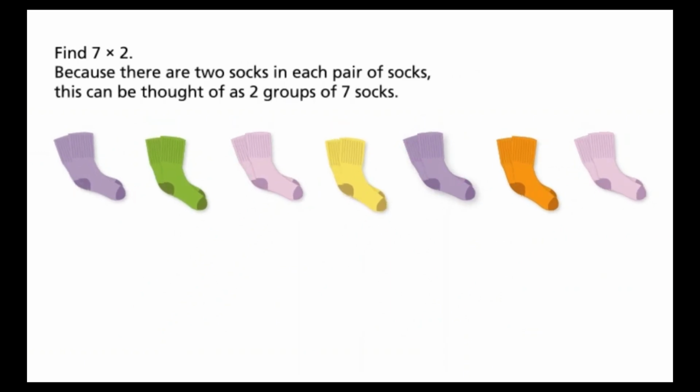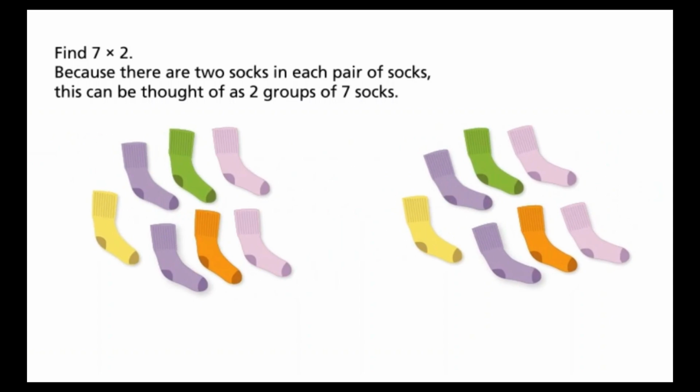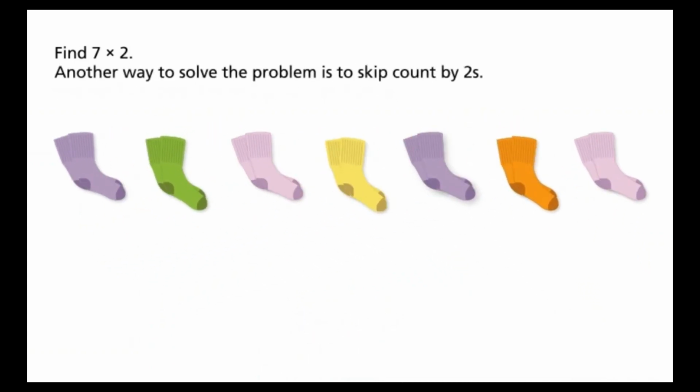Because there are 2 socks in each pair of socks, this can be thought of as 2 groups of 7 socks. 7 plus 7 equals 14. Another way to solve the problem is to skip count by 2s. 2, 4, 6, 8, 10, 12, 14.